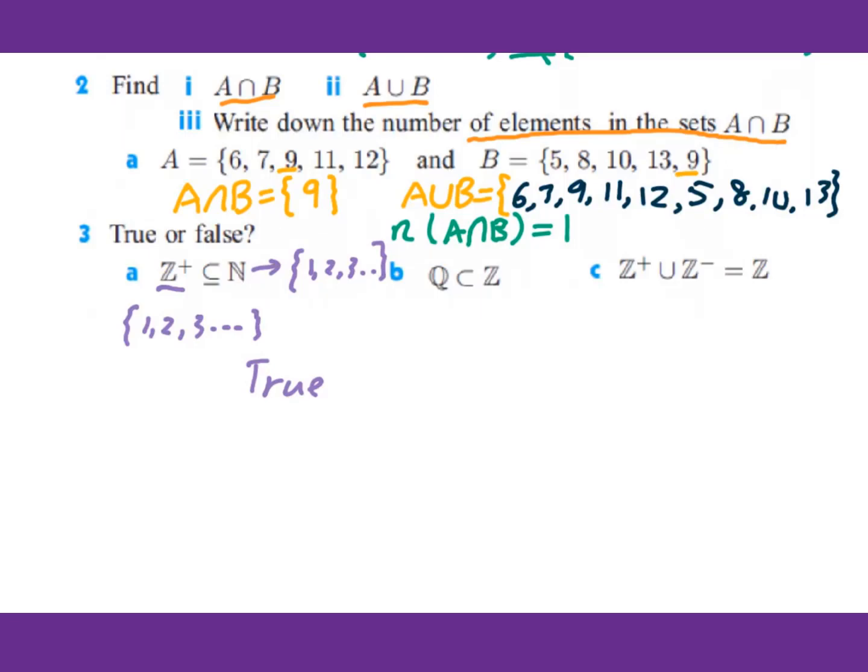Look at the B. Rational number set is a proper subset of integer set. Definitely it's false, because rational number is not part of integers. Integer is a part of a rational number.